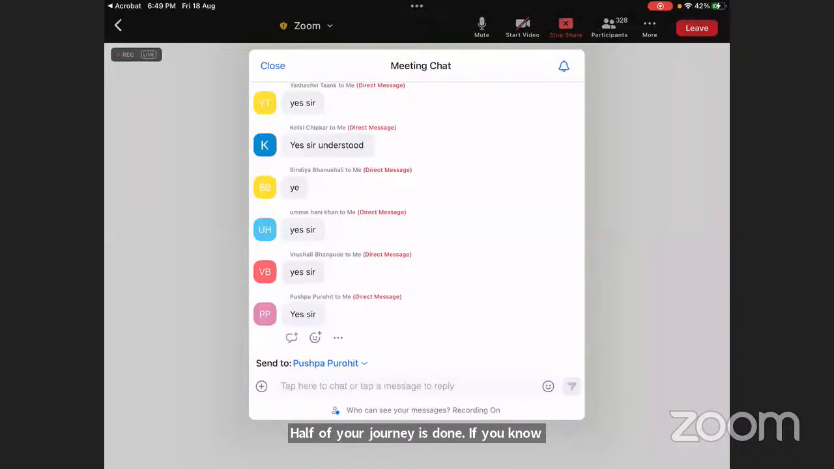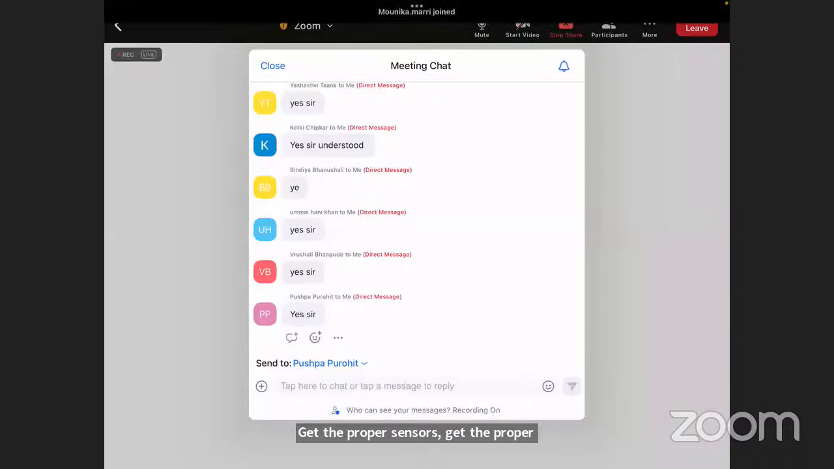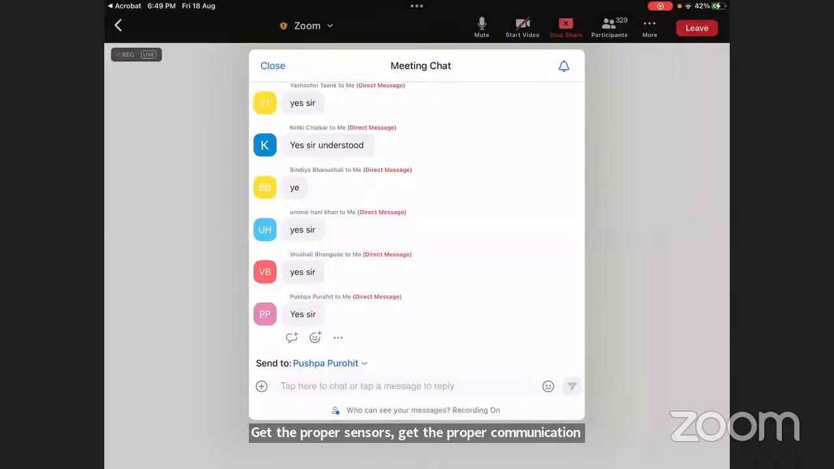Because if you don't know the problem, you will never be able to get the proper sensors, the proper communication system, the proper automation, the proper data analysis. Nothing will be done if you don't understand the problem. You are not only working in IoT as a technologist, you are an architect of a solution. So you have to understand the physical things also.